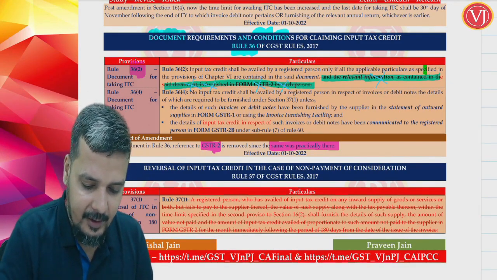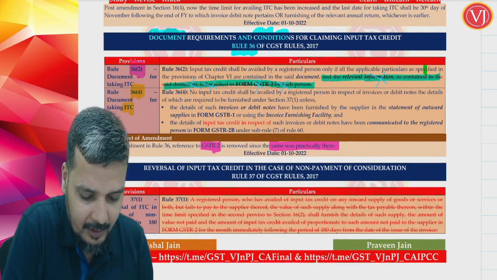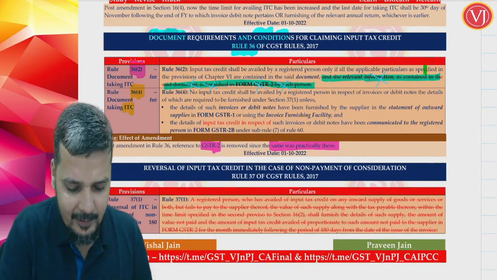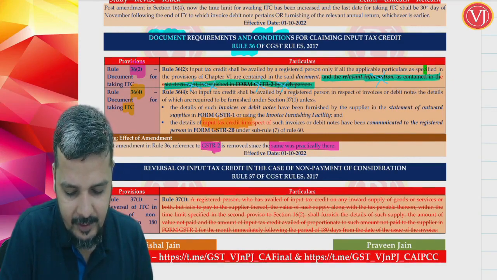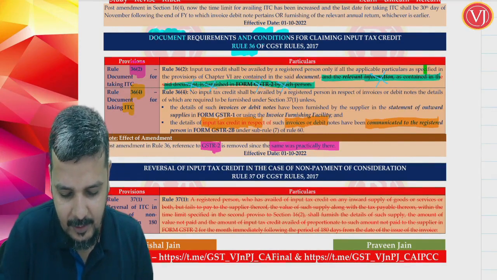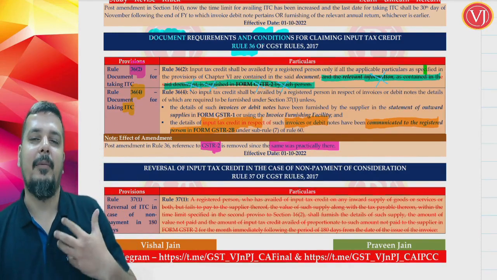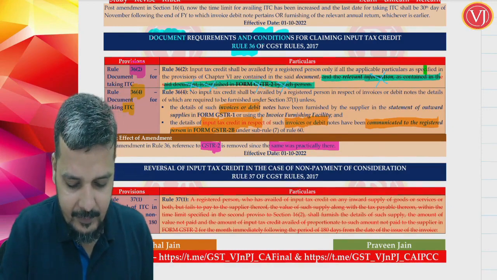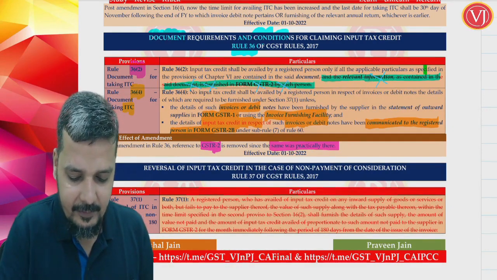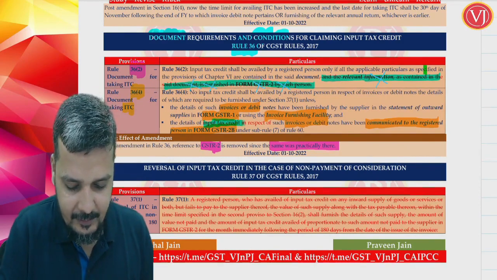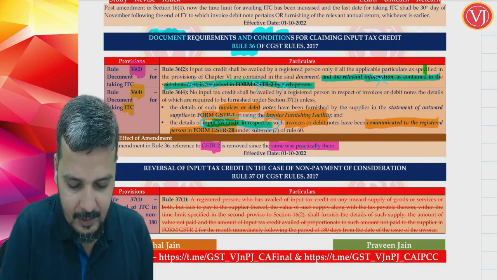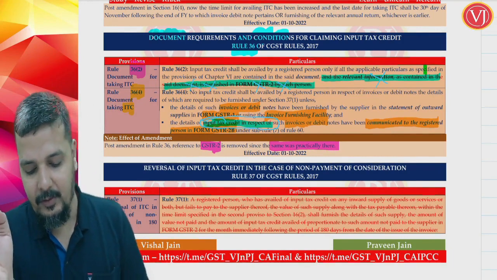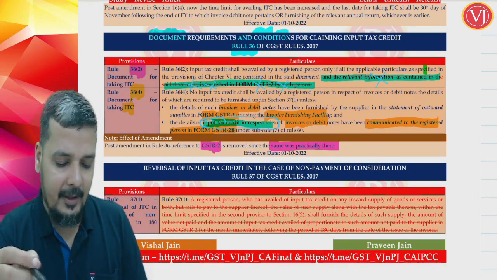Another condition, rule 36.4, talks about documents for taking ITC. They have just corrected the grammar. If you want to get input tax credit, the details of that input tax credit on such invoice should be communicated to the registered person in GSTR2B. So it tells that the supplier should have filed GSTR1 or the invoice furnishing facility, and as a recipient, you should get the details of that input tax credit. Previously, the wording was that you should get the details of invoices or debit notes. Now they are telling that you should get the details of input tax credit in relation to such invoices or debit notes in your GSTR2B. So it is only a grammatical correction.